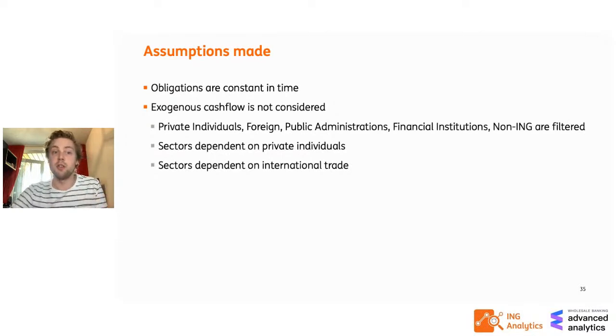Also, the exogenous cash flow is not considered, which might pose a threat to companies which maybe are not in danger at all. So the simulation there might improve. There's some filtering done, which would mean that companies that are dependent on private individuals, for example, restaurants, given this simulation, would be at risk, but maybe that's not the case at all. The same goes for companies in sectors which are dependent on international trade, or all these other filtering points.